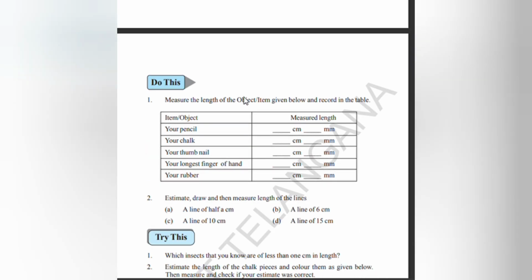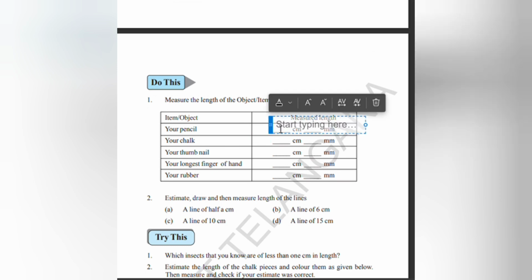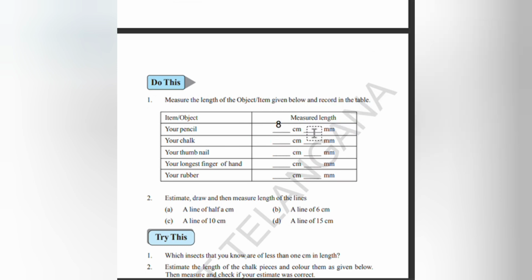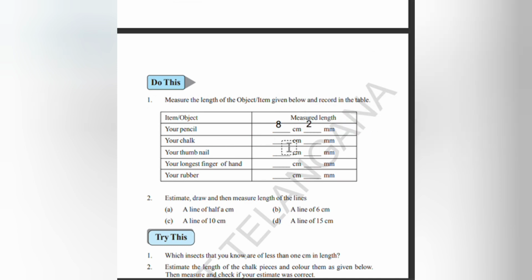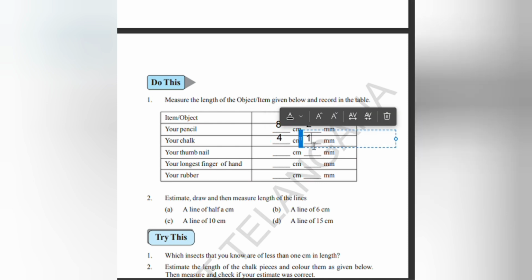Do this. Measure the length of the objects given below and record in the table. Item, object, measure length. Your pencil. So you have to measure your pencil using a scale. So write that, if it is how much? That is 8 centimeters 2 millimeters. Like that you can write. Chalk. Chalk is how much? Maybe 4 centimeters and 1 millimeter.